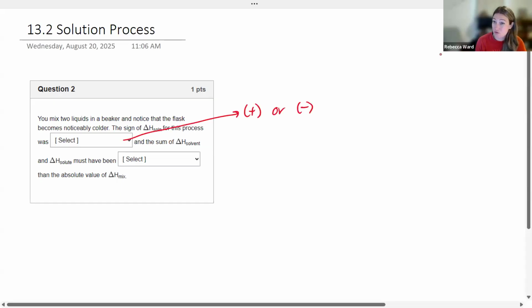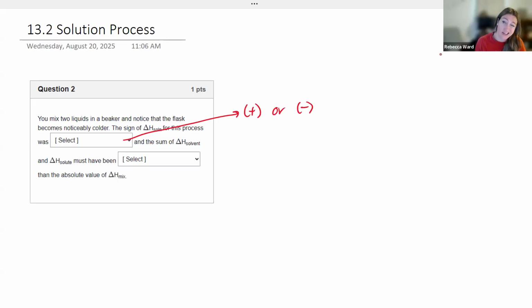All right, so that comes directly from the information that it's gotten noticeably colder. So that means that delta H of the solution must have been positive. In other words, it was an endothermic process.